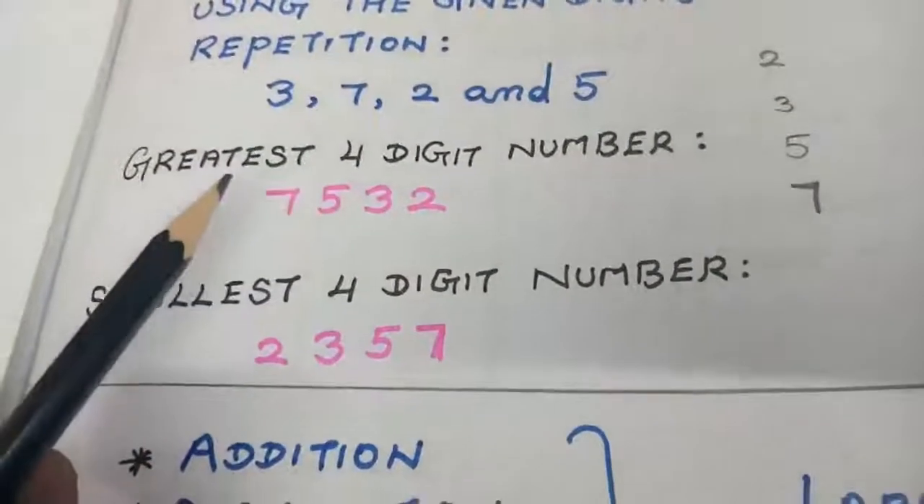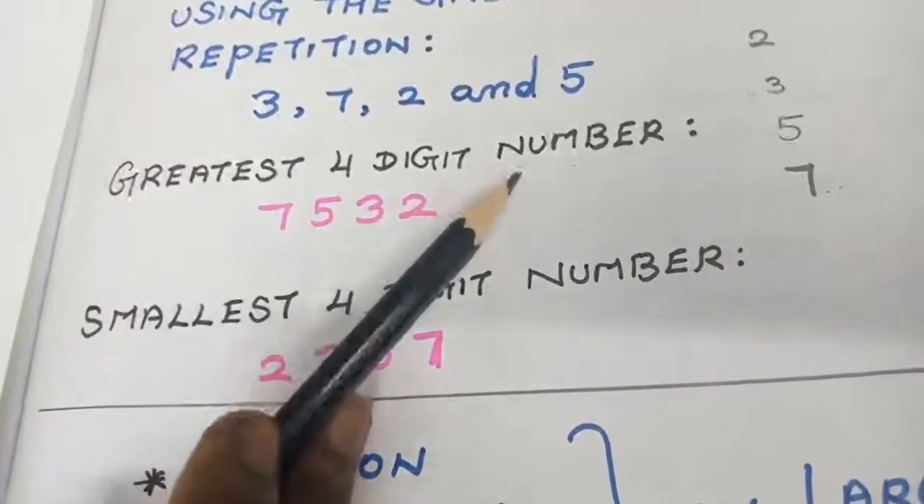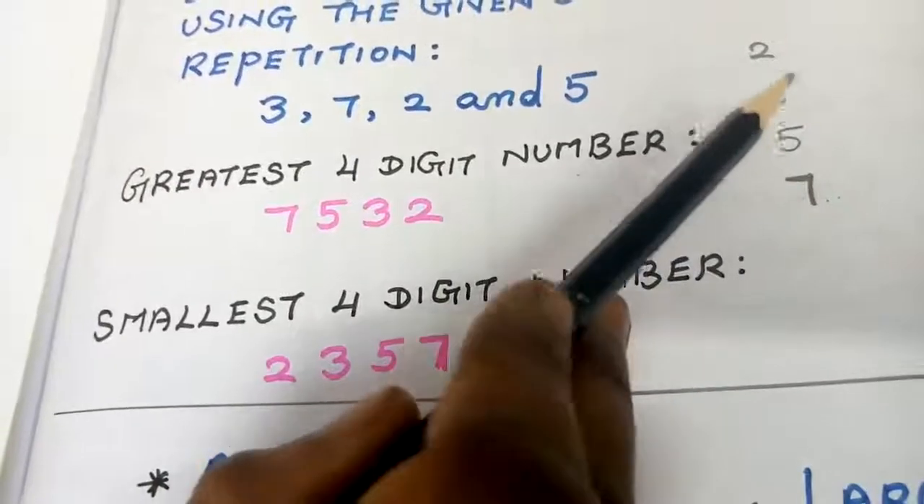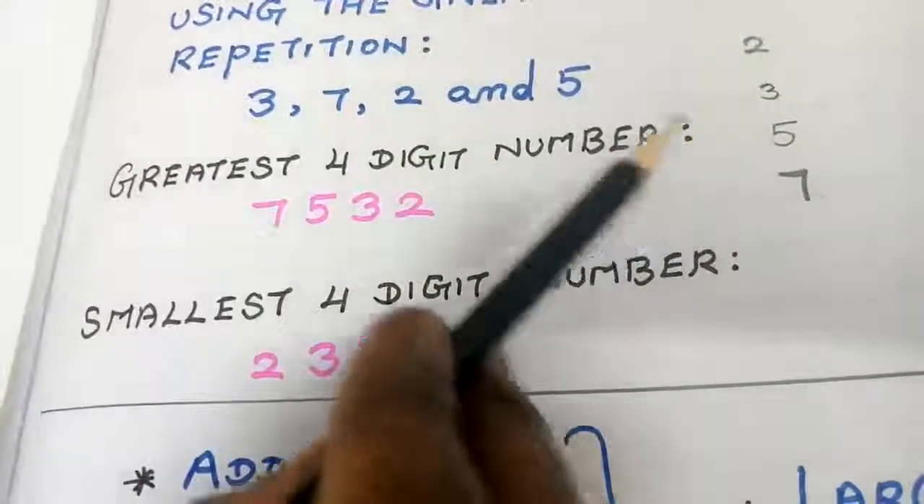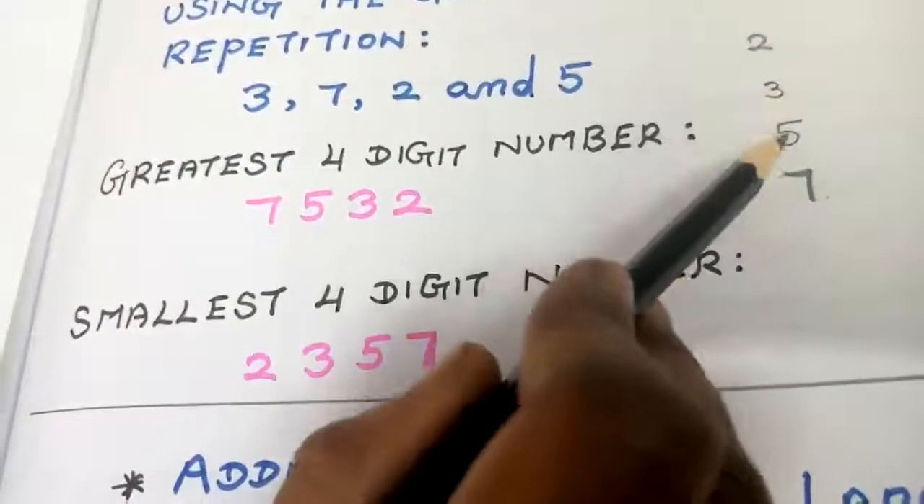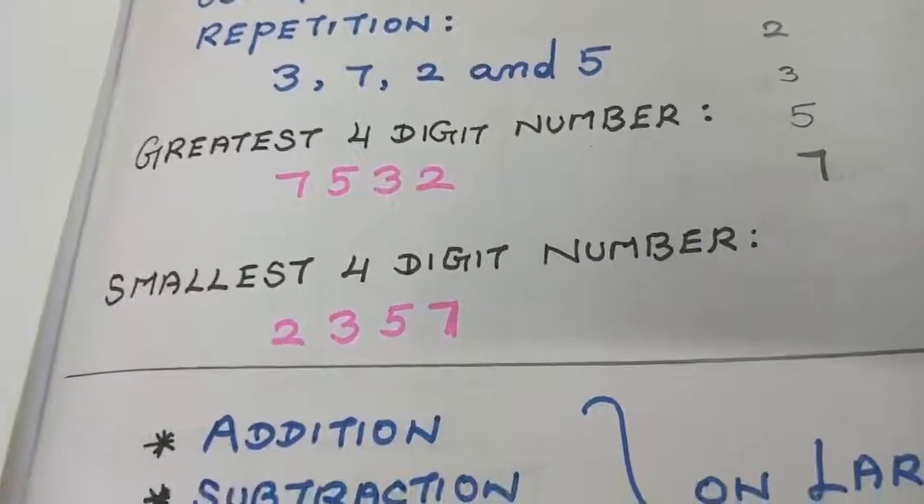Suppose for the same question, if they are asking you to form the greatest 3-digit number, you will get 7, 5, 3 as the greatest 3-digit number. The smallest 3-digit number means 2, 3, 5. So just keep this in your mind. You have to think and do this particular sum.